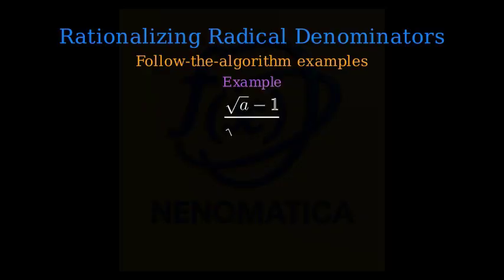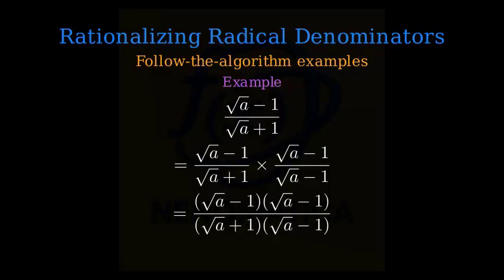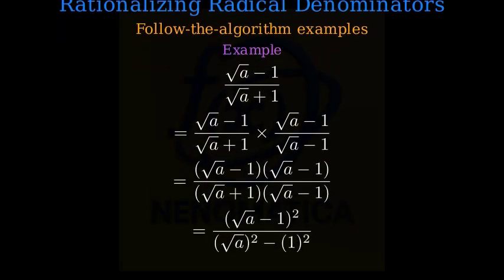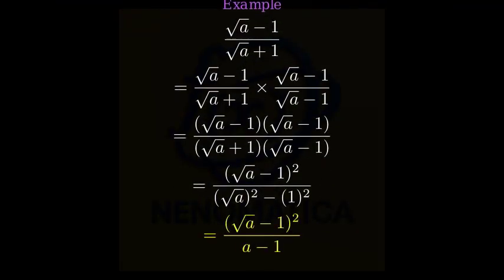Example 1. We start with the fraction open parenthesis square root of a minus 1 close parenthesis over open parenthesis square root of a plus 1 close parenthesis. Step 1. Multiply by the conjugate of the denominator, which is square root of a minus 1, over square root of a minus 1. Step 2. Write the product forms in numerator and denominator. Step 3. Apply the difference of squares in the denominator. Step 4. Simplify the squares to finish.